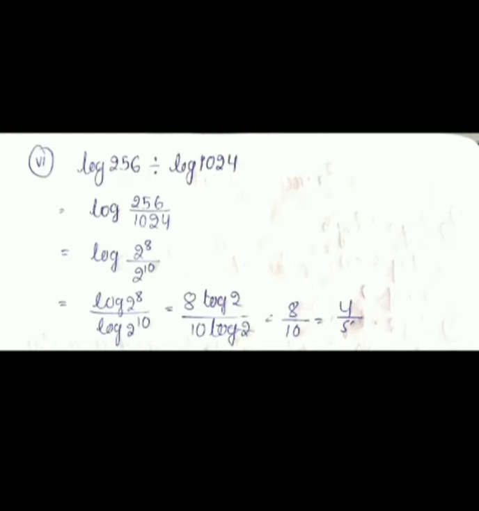Then students just see, prove that, here LHS and RHS is given. Prove that log 7 plus log of 1 by 7 is equal to 0.